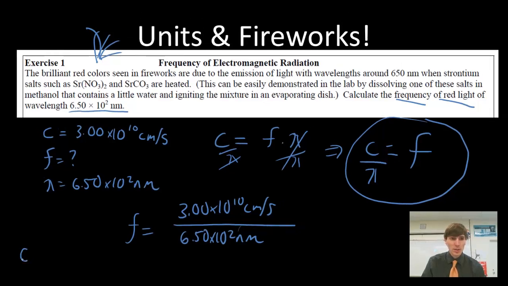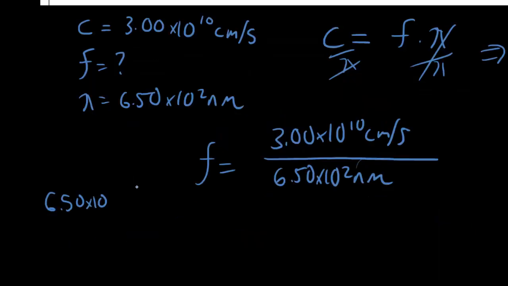We need to convert 6.50 times 10 to the second nanometers into centimeters. So what I'm going to do is a conversion from nano to centi. Nano is 10 to the minus 9th. You have that on your conversion chart. Centi is 10 to the minus 2.